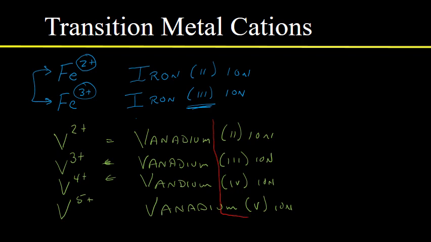So for these metals, the charge is included right there in the name, and that's very important. In fact, the name of the ion would be incorrect if you didn't include the charge, for the reason we mentioned before. If you just said vanadium ion, we would have no way of knowing which of those different ions you were talking about. Okay? So for transition metals, it's always essential to include the charge right there in the name in Roman numerals.